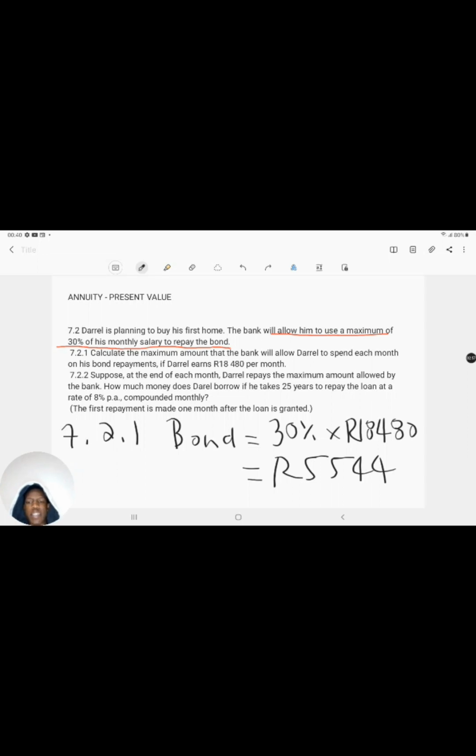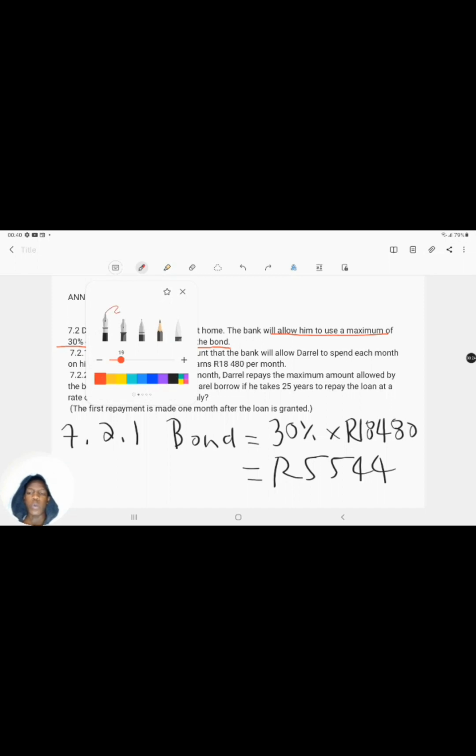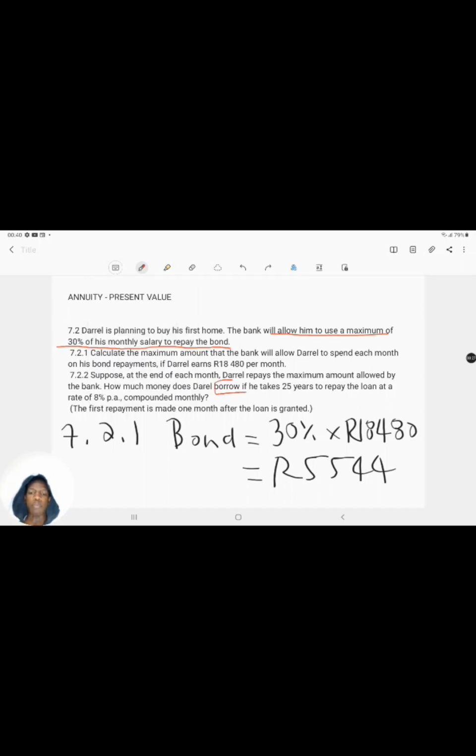Now the second question says, suppose at the end of each month, Daryl repays the maximum amount allowed by the bank. The maximum allowed amount that he's going to pay is 5,544. We just calculated it now. So in 7.2.2 they're saying, suppose at the end of each month, Daryl repays the maximum amount allowed by the bank. How much money does Daryl borrow? Okay, keyword: borrow. How much money does Daryl borrow if he takes 25 years to repay the loan at a rate of 8% compounded monthly? The first repayment is made 1 month after the loan is granted.